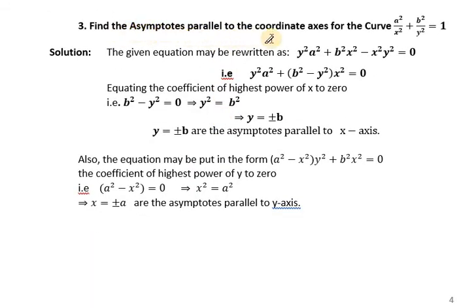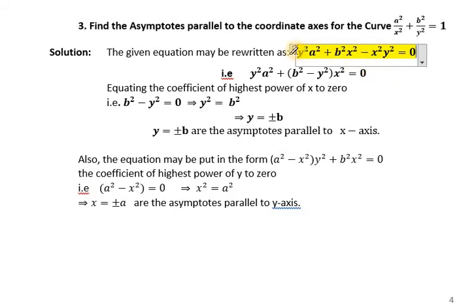Find the asymptotes parallel to the coordinate axis of the curve a square by x square plus b square by y square is equal to 1. We can rewrite the given equation as a linear equation, that is, take the LCM x square y square, then you will get y square a square plus x square b square by x square y square is equal to 1. Cross multiply this and equate this to 0. So we get y square a square plus b square x square minus x square y square is equal to 0. See, by rewriting this equation into a linear form, we get like this.